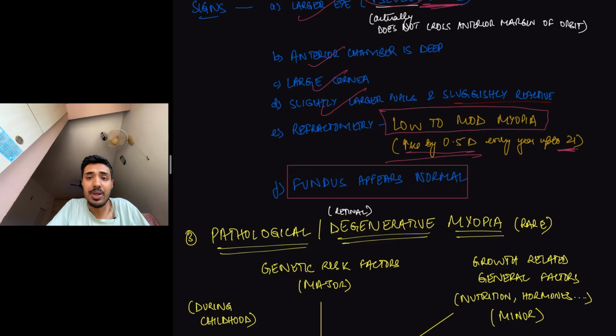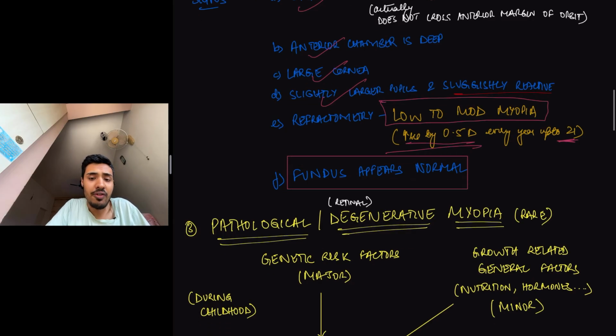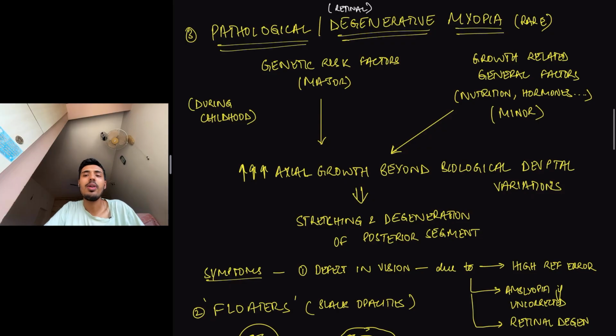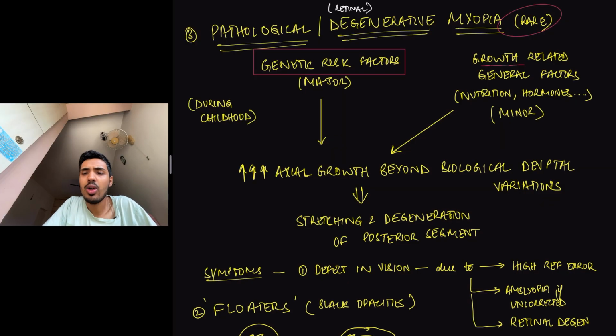This is very, very important because this helps us differentiate it from pathological myopia or degenerative myopia. Now, this is a very rare but serious condition. So, basically, what happens? Why is it known as degenerative myopia? I'll tell you. See, the major risk factor is genetic risk factors when the parents have pathological myopia. And there are certain other minor risk factors which are growth related like nutrition, hormones, etc.